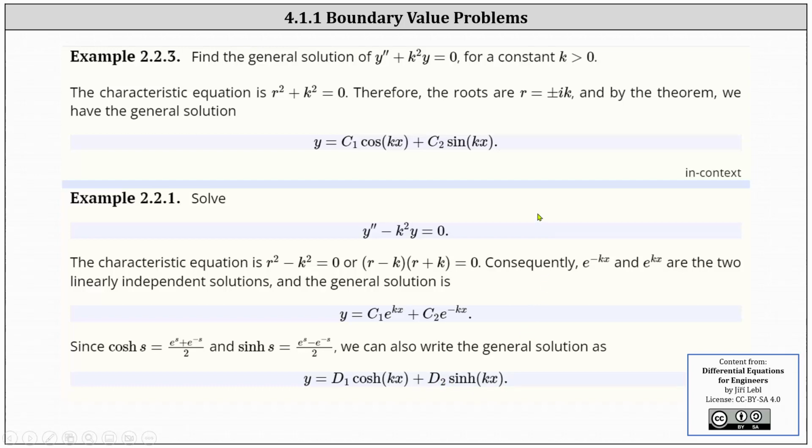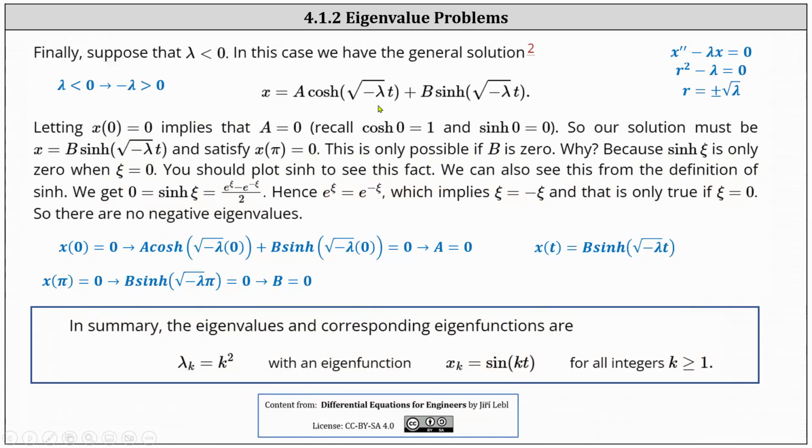So going back to our problem, you now may be wondering why we have the square root of negative lambda as part of the input for the hyperbolic trig functions. Well, recall lambda is less than 0. If we multiply both sides by -1, this is equivalent to negative lambda being greater than 0. So this is why we're using negative lambda under the square root.